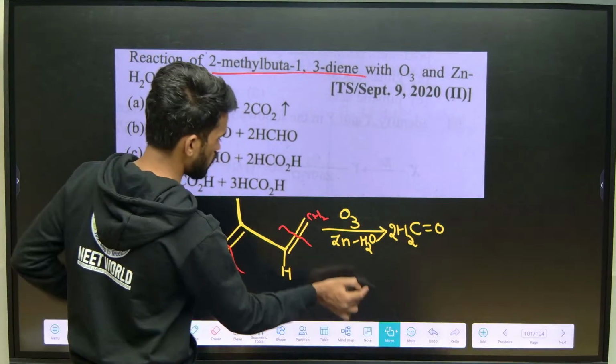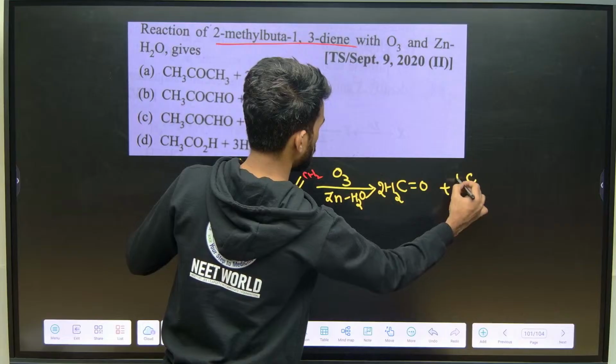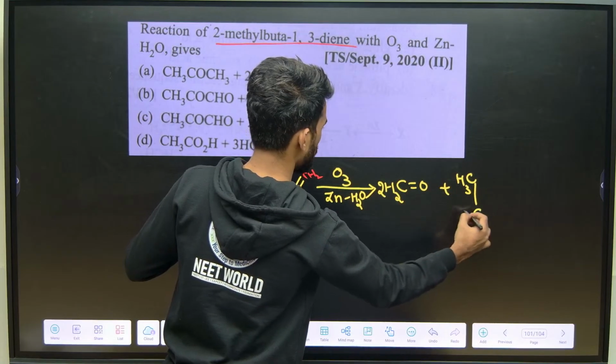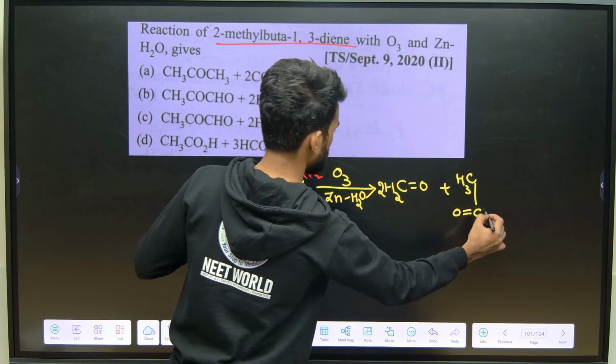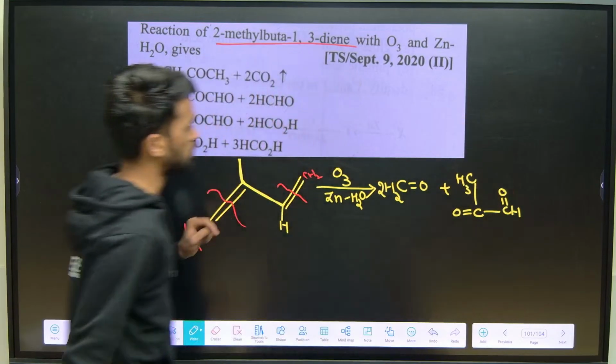So write that: 3 carbons here, one methyl group attached to the double bond O here, and this side CH3, like this. So that will be the product.